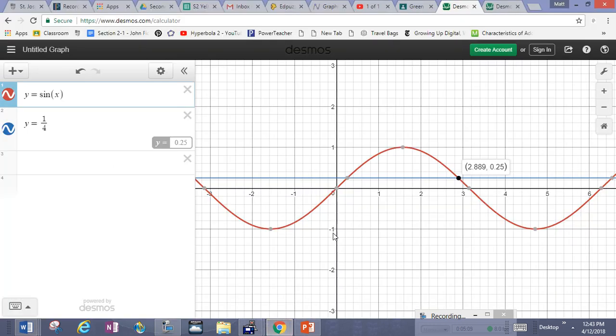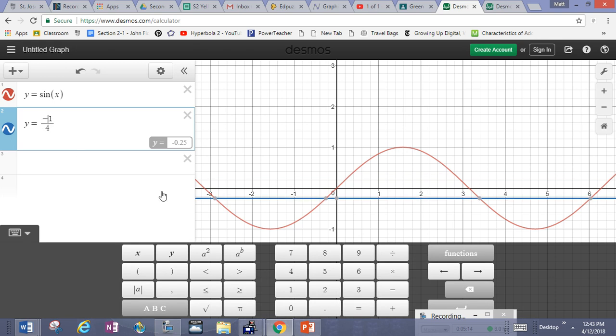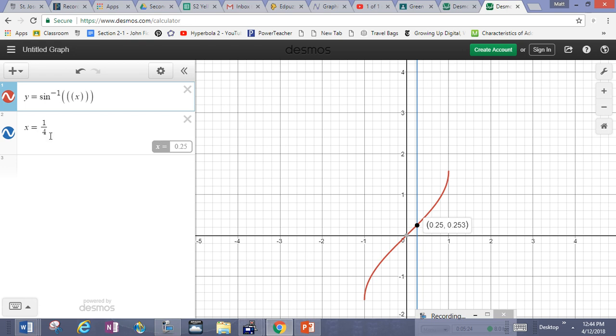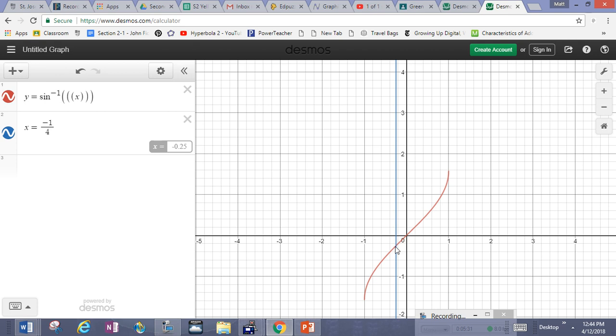This baby's going to be negative now, down here. So where's the first strike? Go to the inverse trig. I want to see where that equals negative 1/4. There it is: negative 0.253.